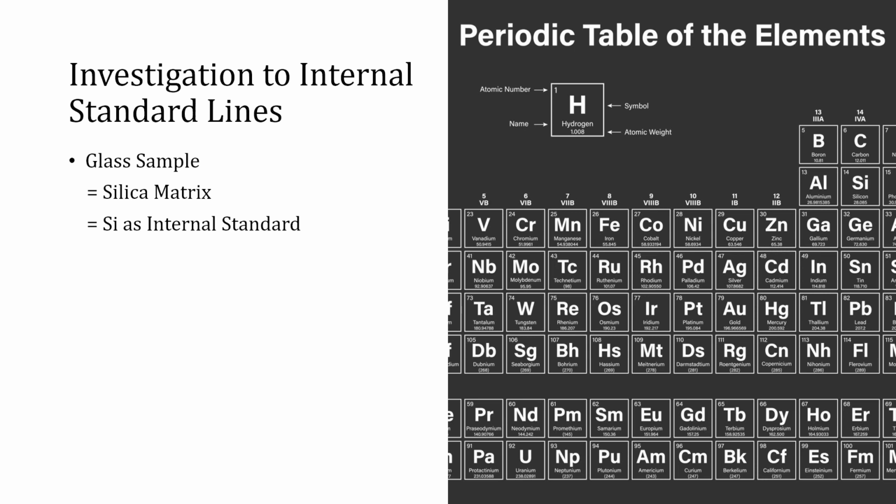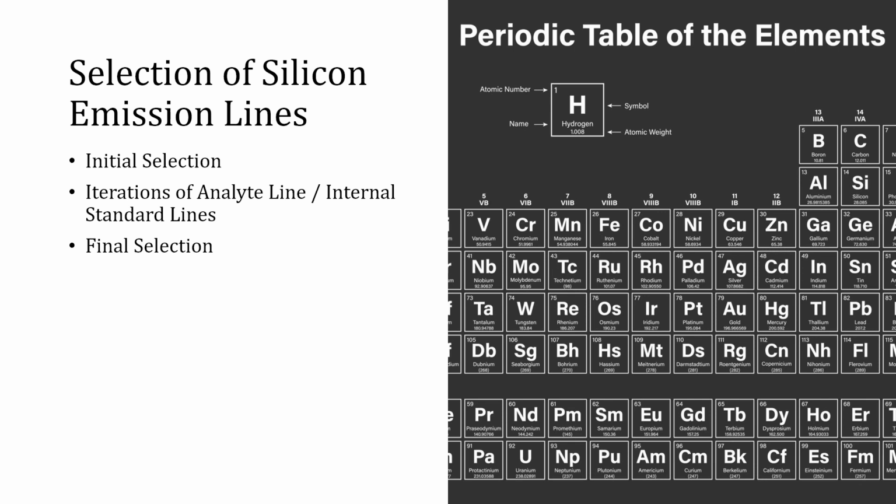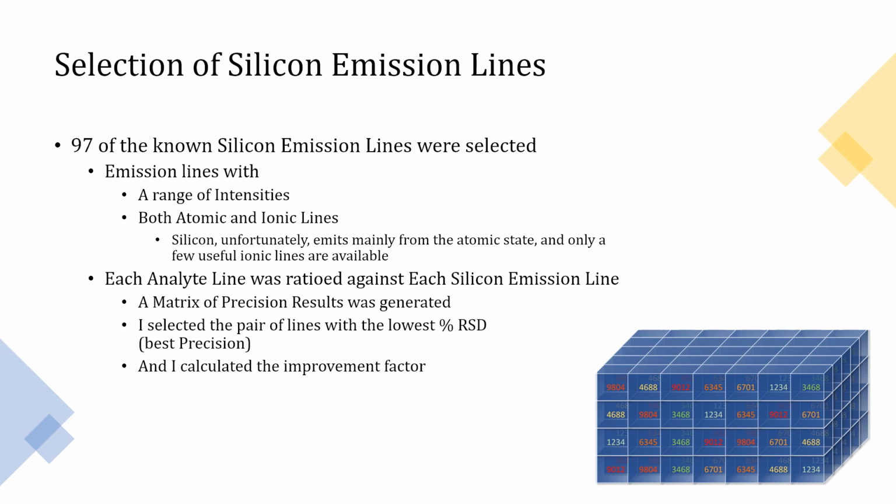So we started off with looking at the internal standard lines. The sample was a glass sample, which obviously is a silicon matrix, and we used silicon as the internal standard. I started off with initial selection of silicon emission lines, and then did an iteration of analyte to internal standard lines, and then made a final selection.